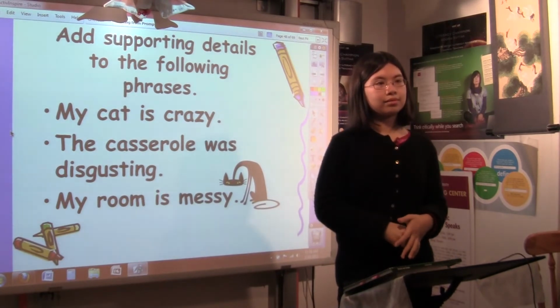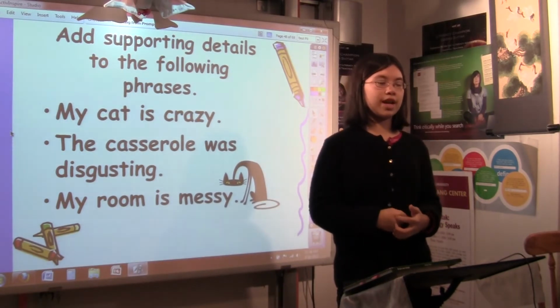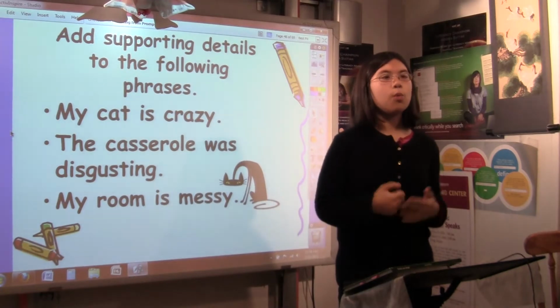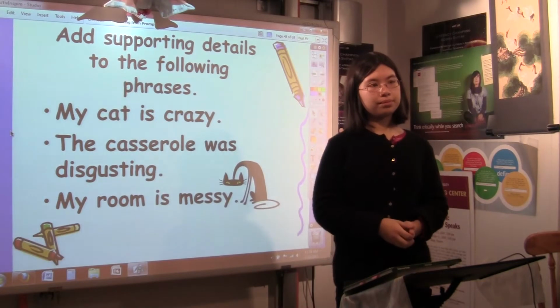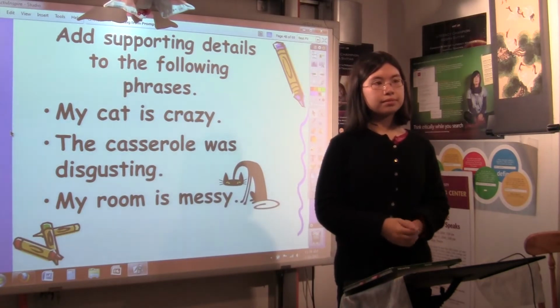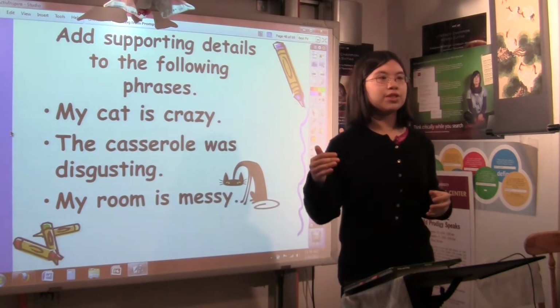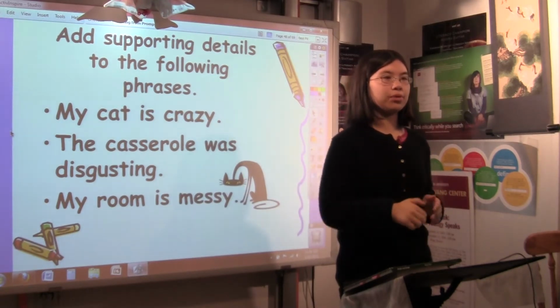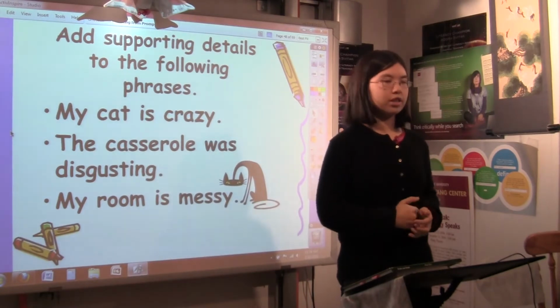Casserole was disgusting. It made me turn green and I was about to throw up. Okay, casserole was disgusting. It made me turn green and I was about to throw up. What else? Why did it make you want to throw up? What was so disgusting about it? It was fuzzy. Okay, not a good sign when casserole's fuzzy. It was fuzzy. There were tendrils of green mold stretching out throughout the gluey mass of year-old mozzarella cheese.